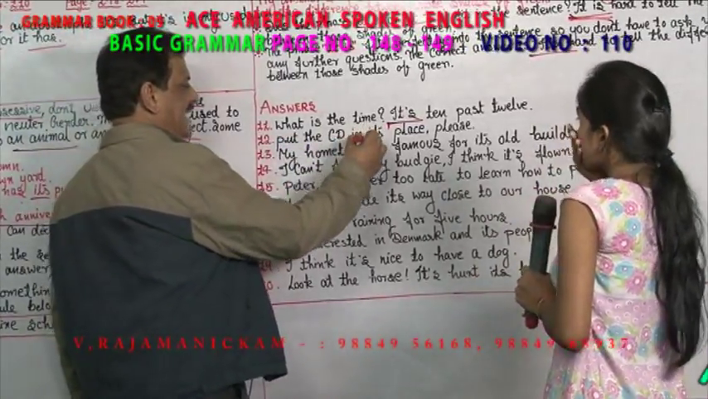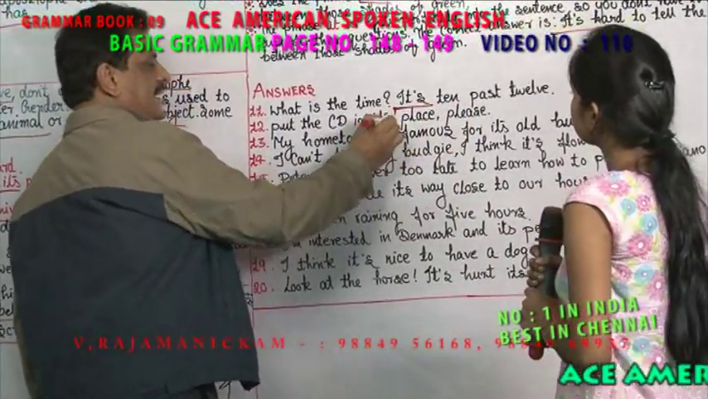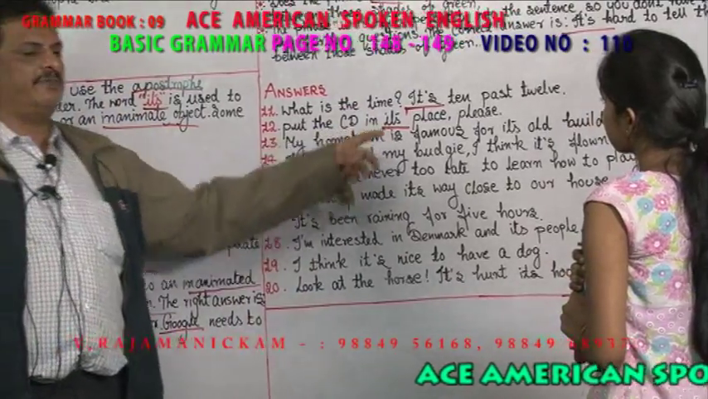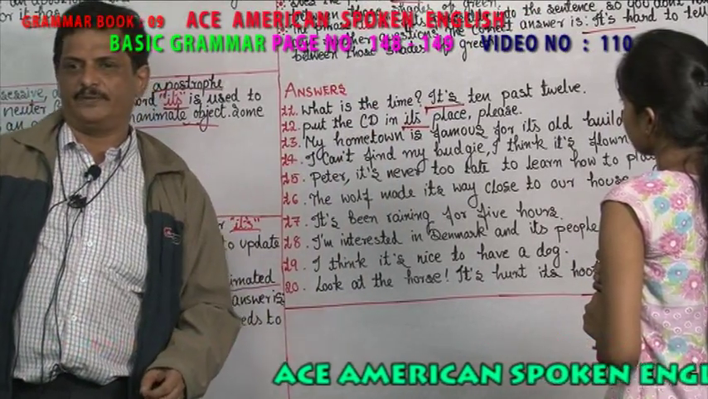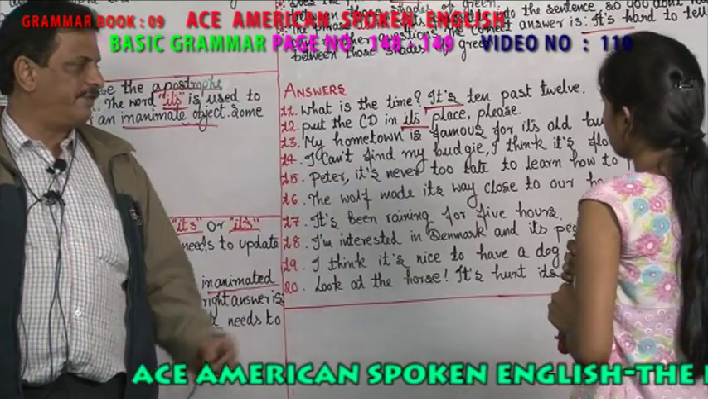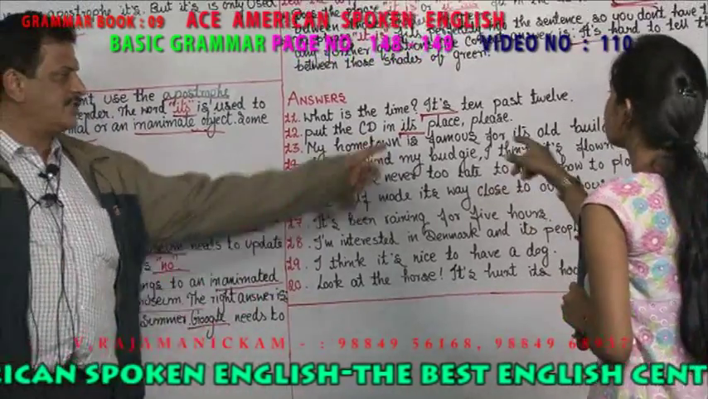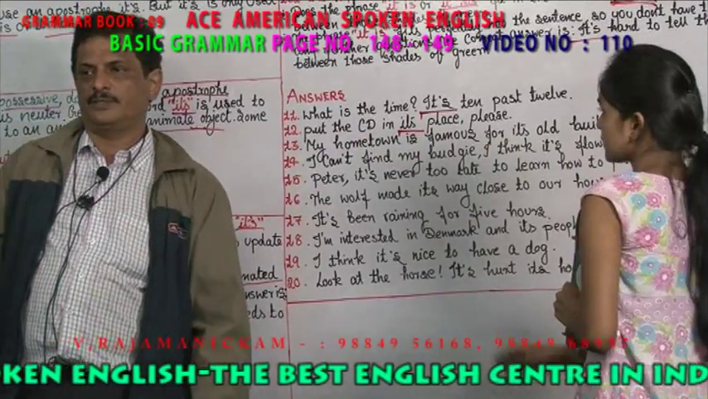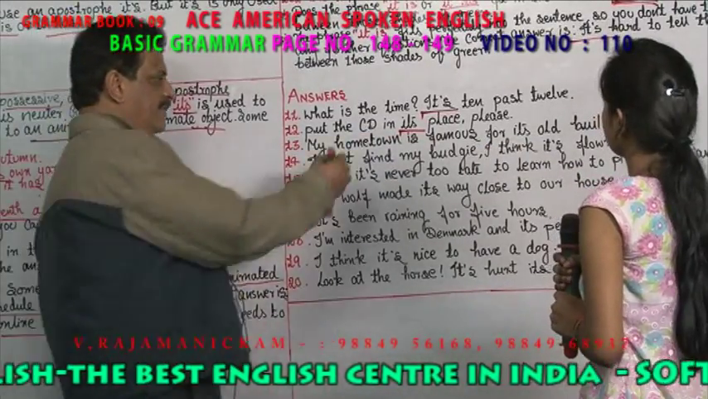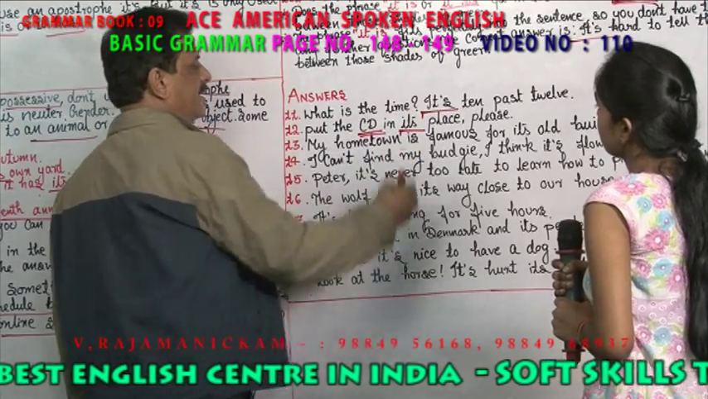Put the CD in its place, please. This "its", is it with apostrophe or without apostrophe? Without. Why can't you use it with apostrophe? Because it is possessive. What does this "its" stand for? The CD. So you are not using apostrophe.